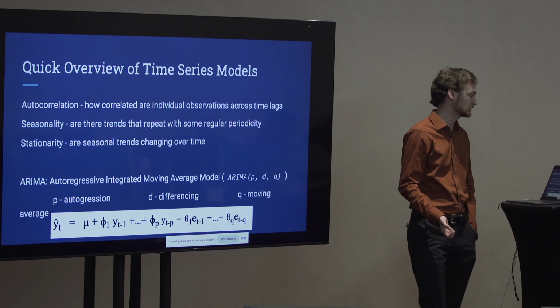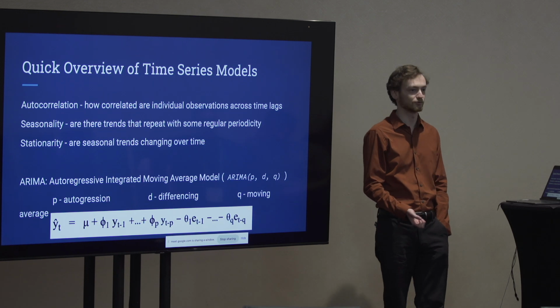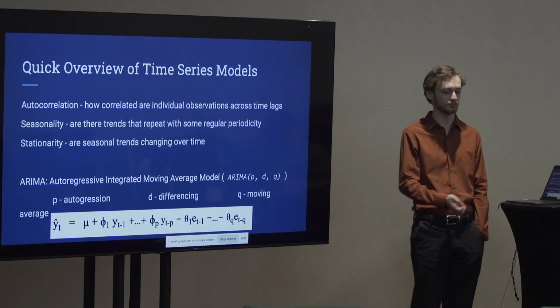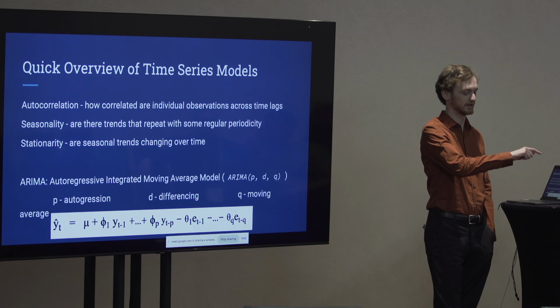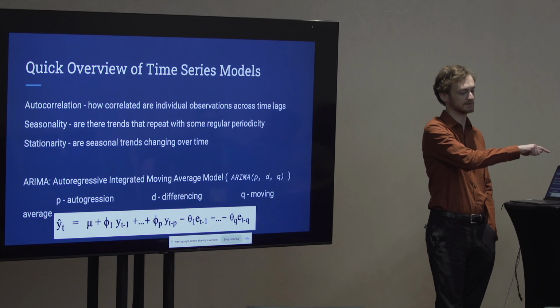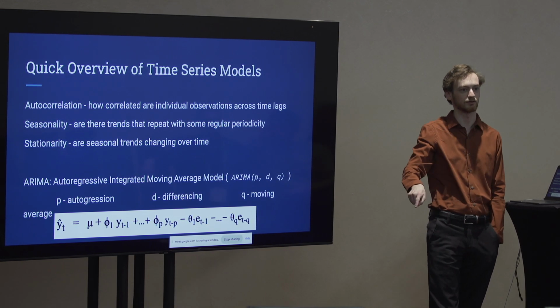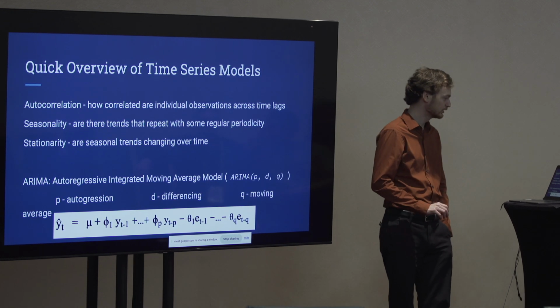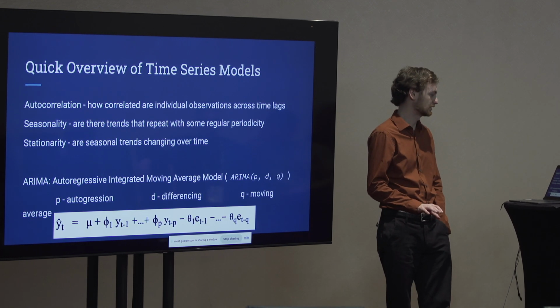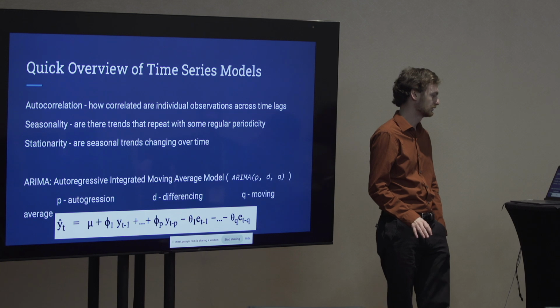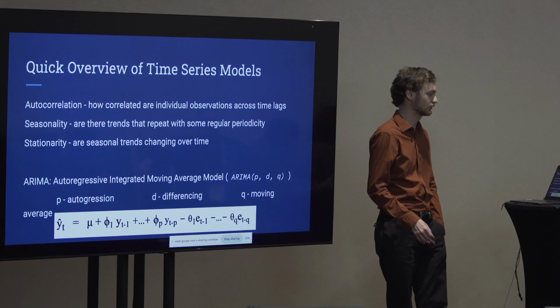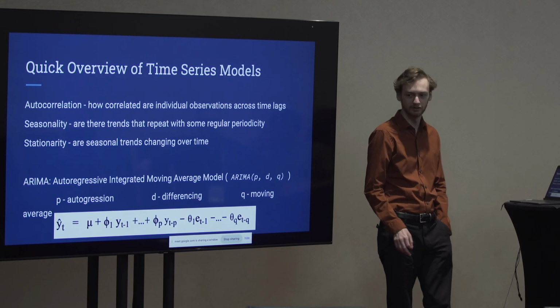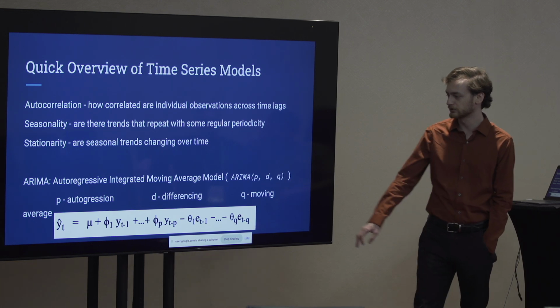And then we also want to think about stationarity, which is generally whether trends are changing over time. In the case of salmon, do you get returns steadily going up across time, steadily going down, or are they fairly stable? There are lots of different time series models. The one that we used is called ARIMA, an autoregressive integrated moving average model. You'll frequently see them written in the literature like this.